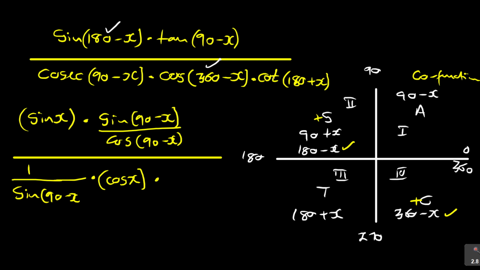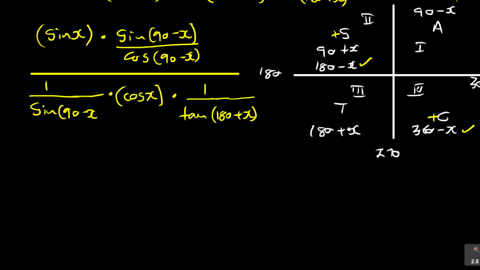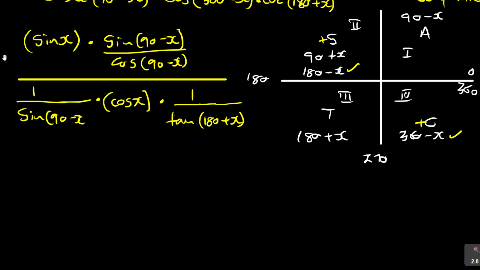You can write cot as cos over sine, but simpler, since it's 180, I'll use 1 over tan because I'm dealing with 180 plus x. It's 1 over tan(180 plus x). See that? So this is what I'm having here, and I further simplify this. So I'm going to be having sine x will remain as sine x times sine(90 minus x). These are now cofunctions.